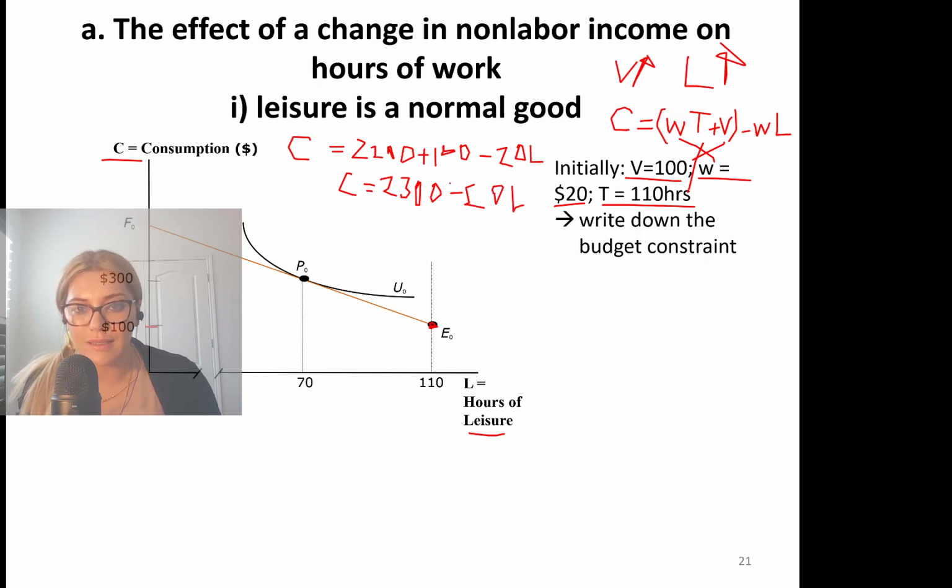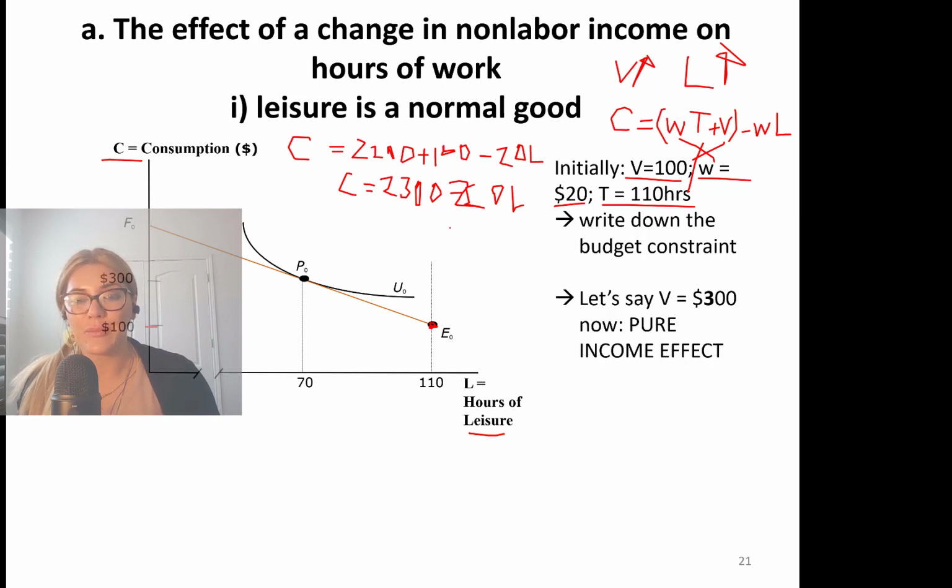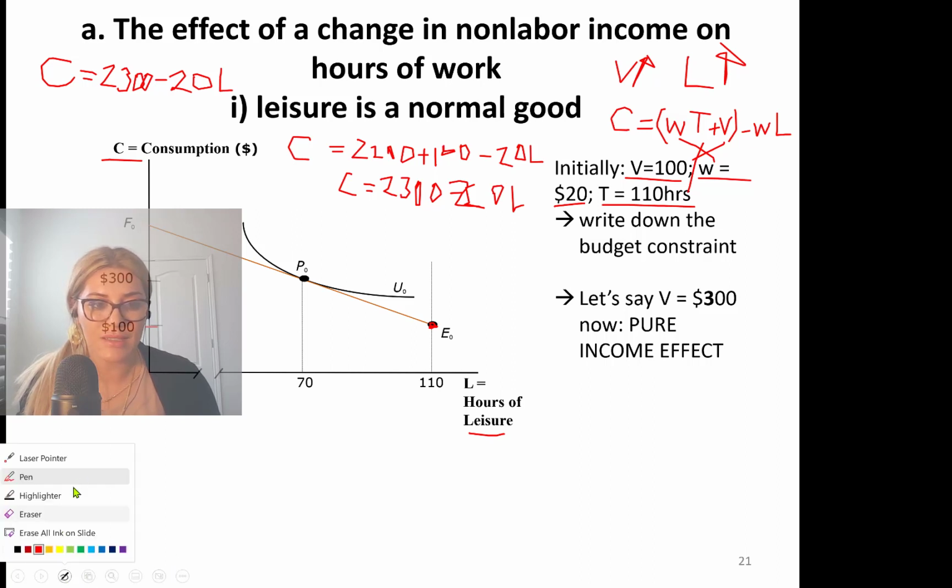Okay, so I'm going to write it down here. Maybe I can write it better. Okay, 2,300 minus 20 times leisure. Okay, I'm going to erase all this here.